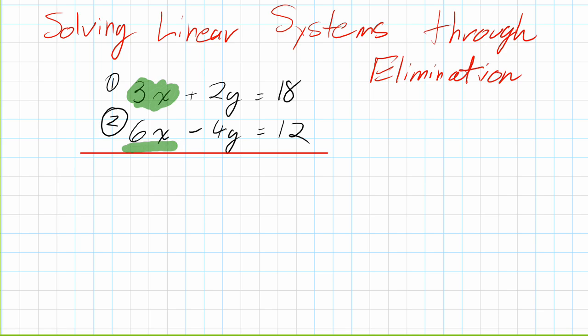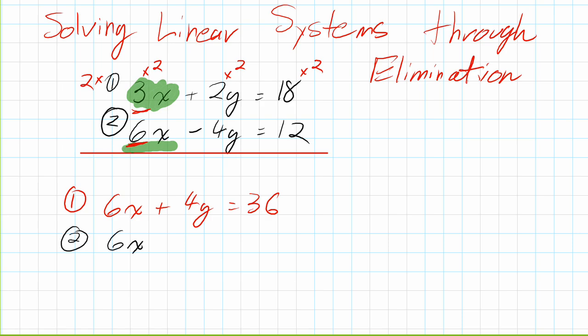What that means is I need to take equation 1 and make sure its coefficient is also 6. In order to do so, I multiply it by 2. But when you do that, you have to multiply every term in equation 1 by 2. So the new equation 1 will read 6x plus 4y is equal to 36. We'll keep the original equation 2, 6x minus 4y equals 12. And we've set them up vertically.